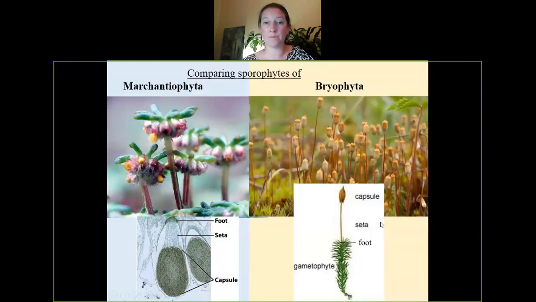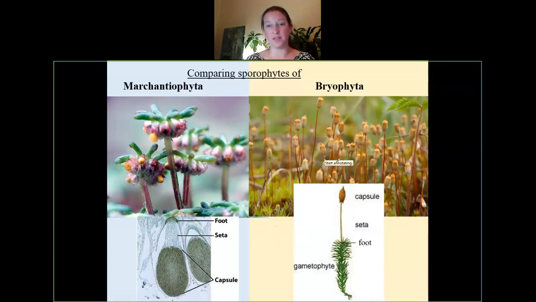All right, so we talked about the mosses, and we talked about the liverworts. Let's compare the sporophytes of the 2 of these just very quickly, and then we will finish up with the hornworts and we'll be done. So I'm going to use blue because that's what I've been using for sporophyte plants.